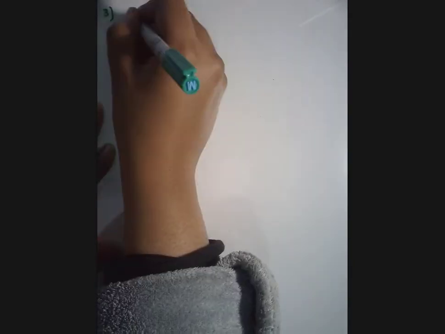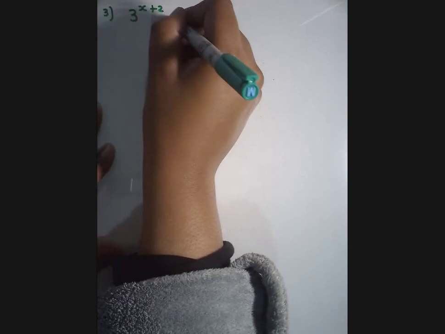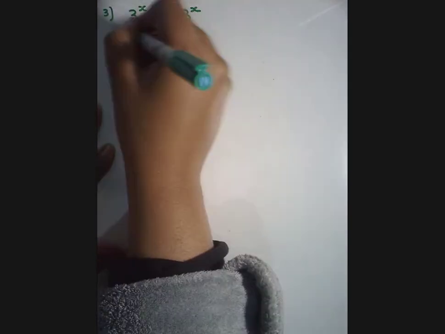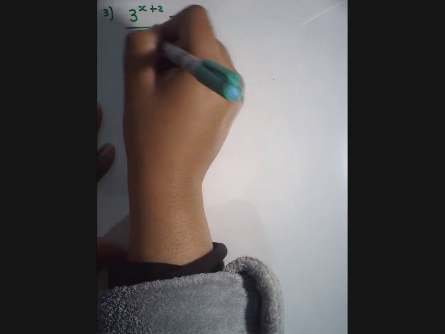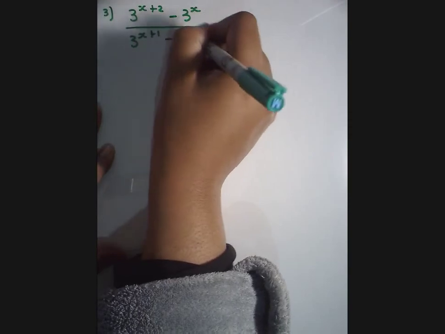So here it says simplify this expression. So number 3, simplify this expression: 3 to the power of x plus 2 minus 3 to the power of x, all over 3 to the power of x plus 1 minus 3 to the power of x minus 2.